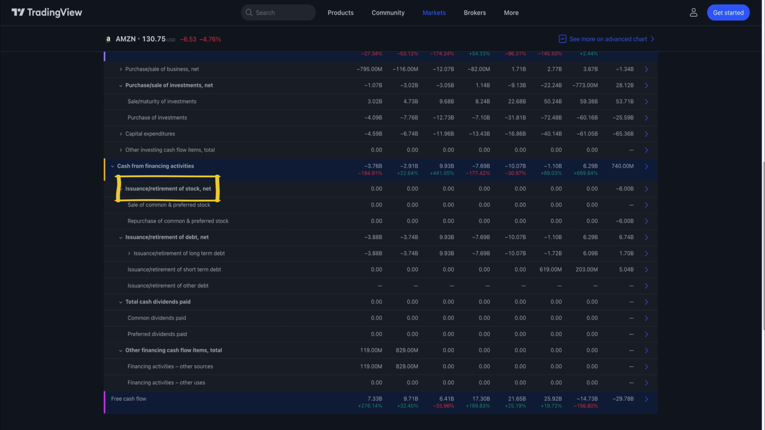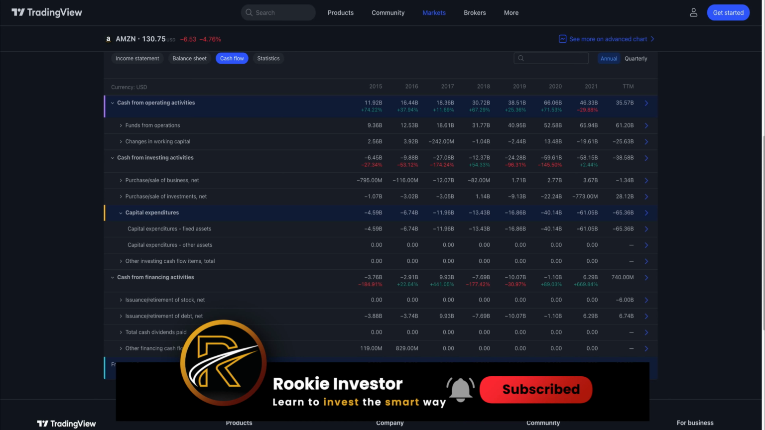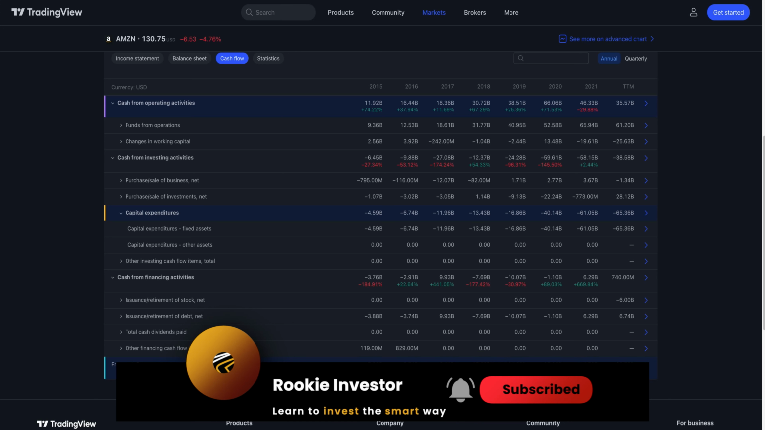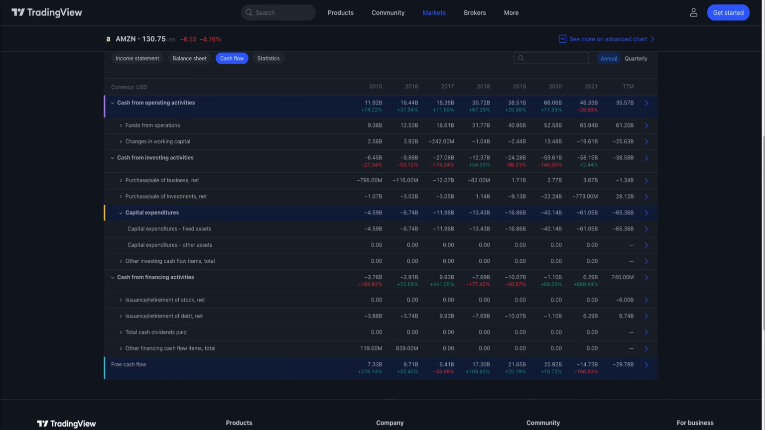Now that we have analyzed all the categories and subcategories of a cash flow statement, and we know what each one of them represents, let's talk about the key things that you want to see in them. First, the cash from operating activities. Over the years, we want to see that number growing. This shows that the company's operations over the years generate more cash, which means their business is growing.